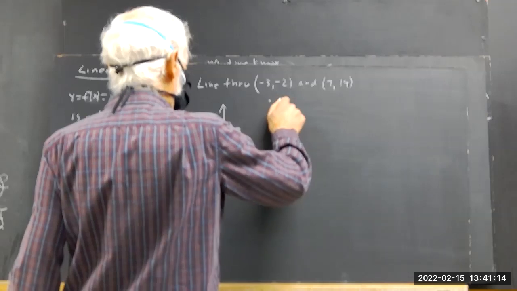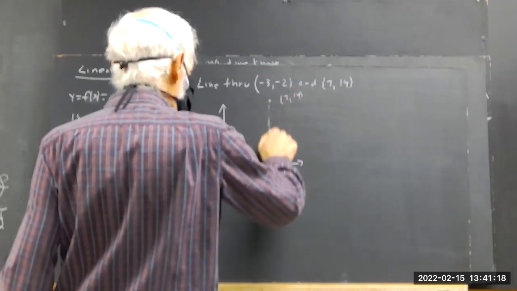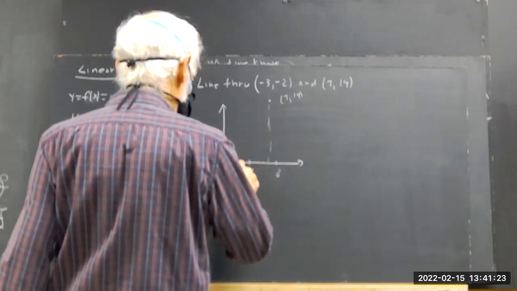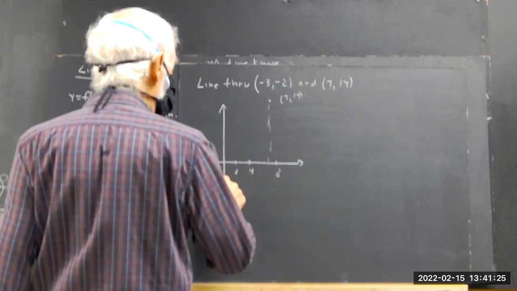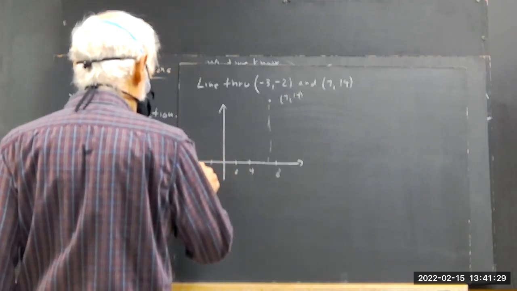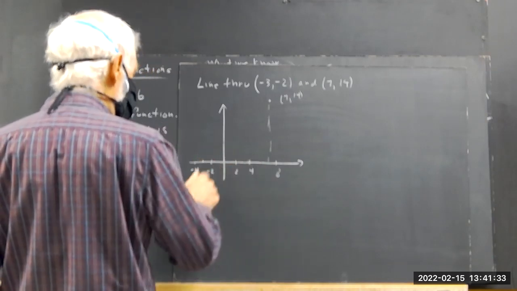You slap down a point for (7, 14). And I know that 8 is about here, and 4 is about here, and 2 is about here, and -2 would be about here, and -4 would be about here, equal distances, so that -3 would be about here.